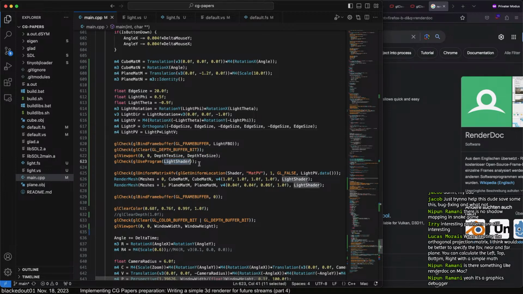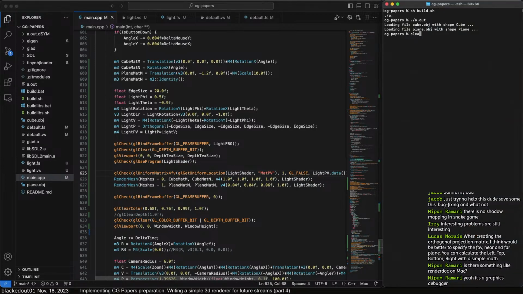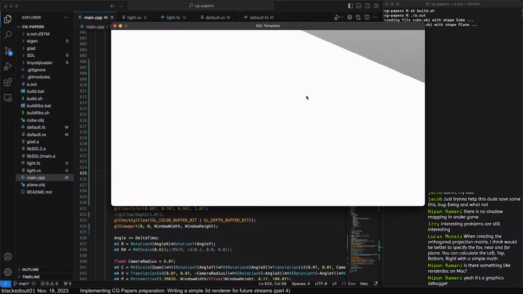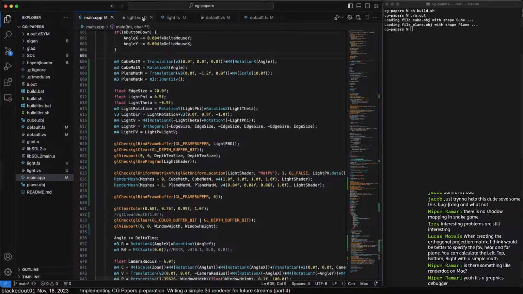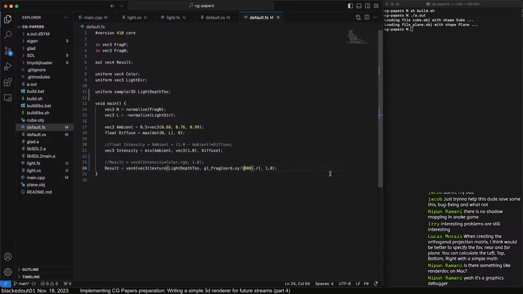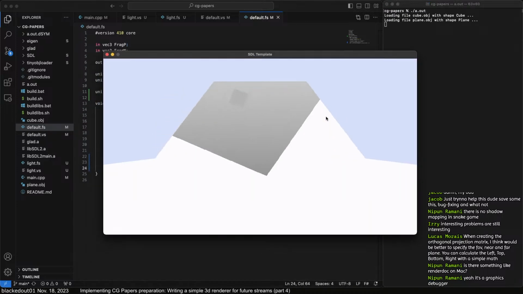Wait. Is this wrong? So it was definitely wrong. I don't know if this makes any difference. Okay, so now we see something. I'm just not sure what this is because, oh, wait. Okay, so that was the mistake.